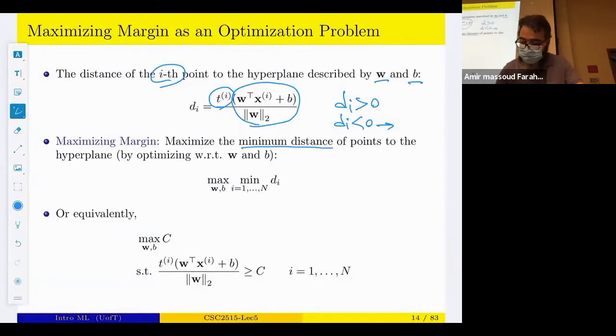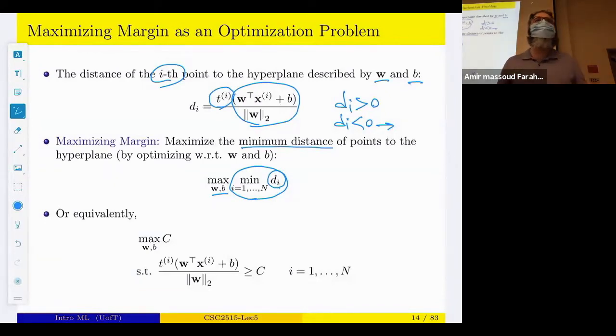So I can compute the minimum distance over i equal to 1 to n of d_i, and then maximize that value by searching the space of W's and b. This is essentially formulating maximizing the margin as an optimization problem. Of course, now we can replace the i's and expand it. What I want to do here is use a small trick to get to another equivalent formula.